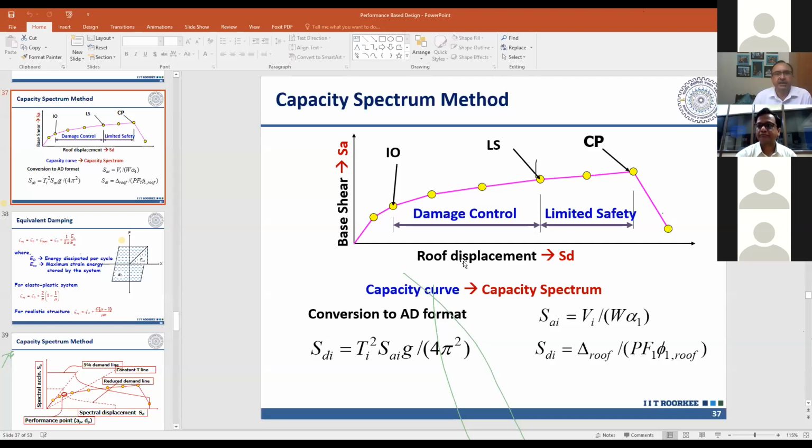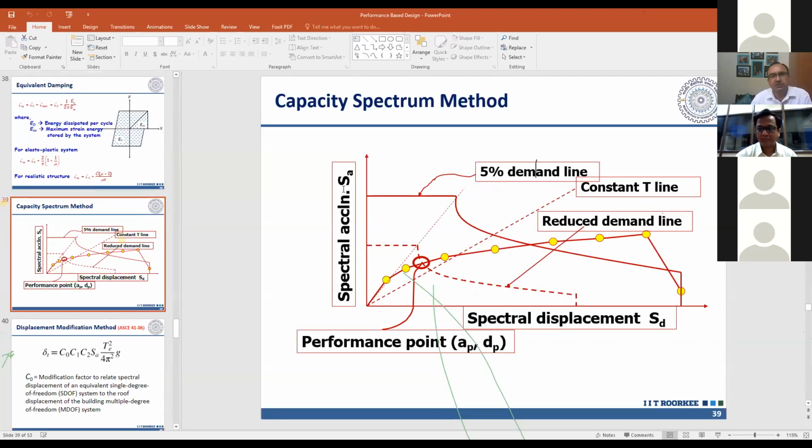So at any given value of T, I read the value of SA from my conventional response spectrum, and then that SA dividing by omega square, and that is multiplying by T square by 4 pi square, I can convert that into SD. And then both of these curves I can plot in terms of SA versus SD. So demand curve is also in terms of SA and SD. Sorry, this is the demand curve, which is also in SA versus SD.